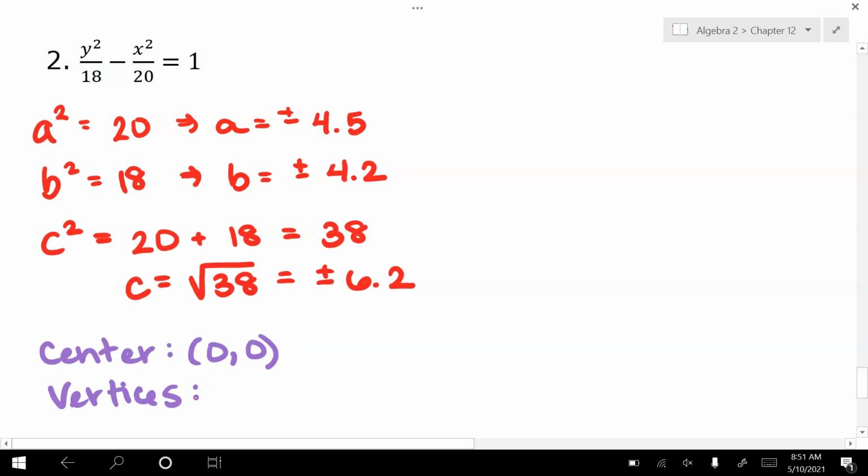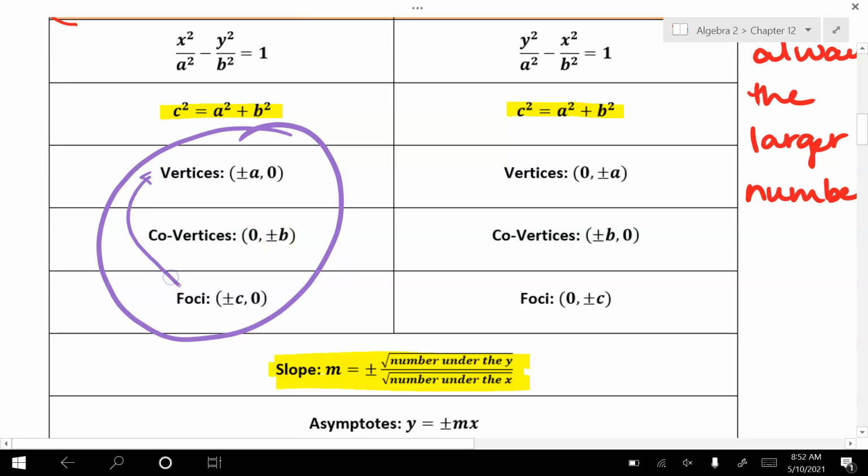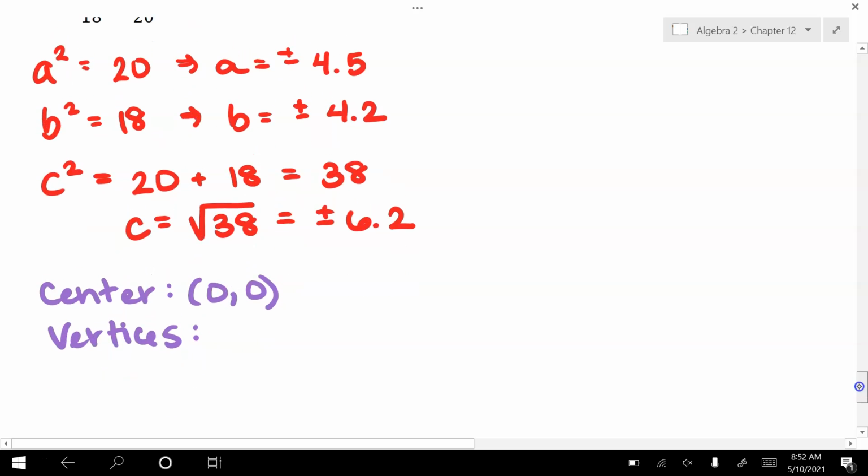Okay, if we come back up to our chart for just a second here. So I'm using the left-hand side here. My vertices is the A first, and then 0. My co-vertices is 0 first, and then my B. And then my foci are the same setup as my vertices, like this and this match. So we'll just follow the chart there to fill out these pieces of information.